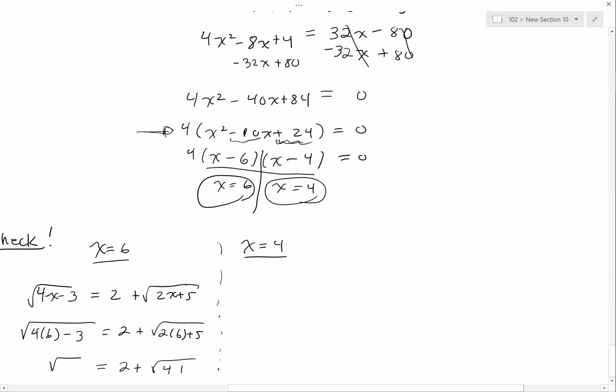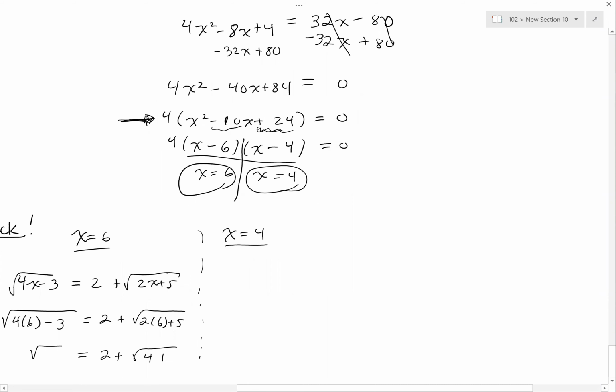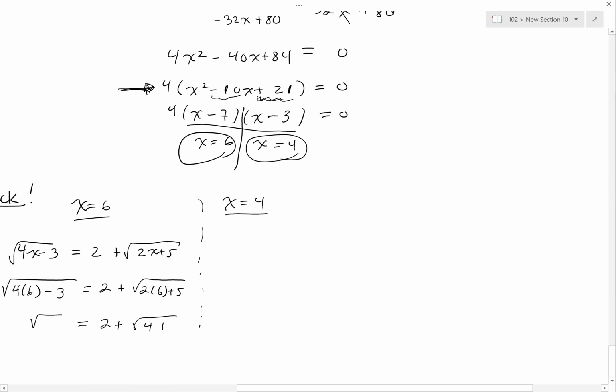This is a lesson of what can go wrong, even if you know this material very well. When I factored out that 4, I screwed up at this point here. That should have been a 21, not a 24. So that means that the two factors I needed were x minus 7 and x minus 3. That gives the potential solutions x is equal to 7 and x is equal to 3.